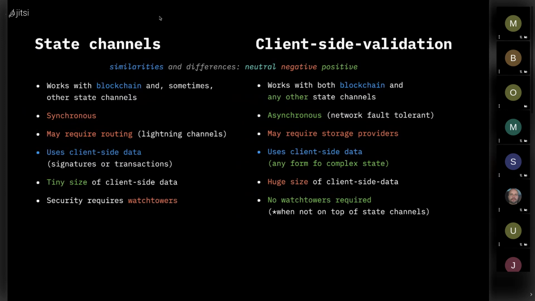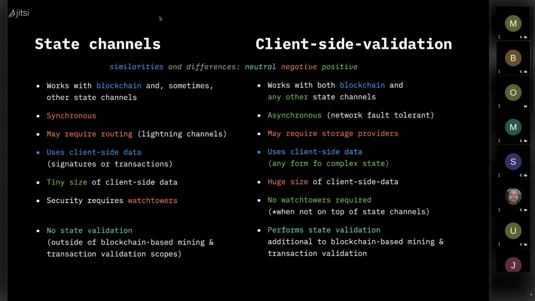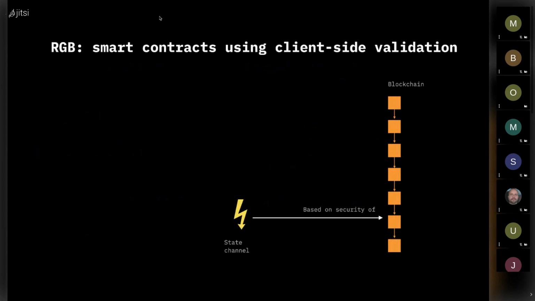And then, of course, you will require watchtower, but not because of the client-side validation, but because of the state channel part. And finally, there is no state validation when you operate with the state channels. So that's why they are not a client-side validation system. And client-side validation always performs certain state validation actions additional to blockchain-based mining and transaction validation. So that's the difference between the two of them.